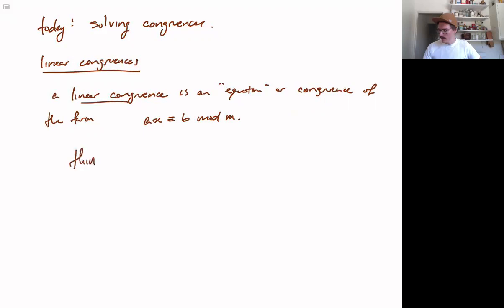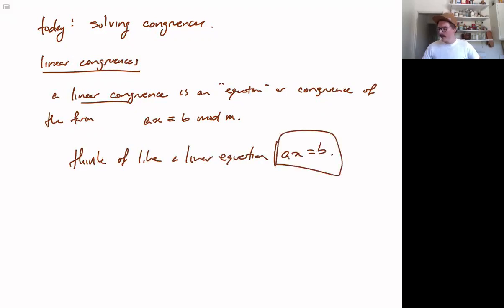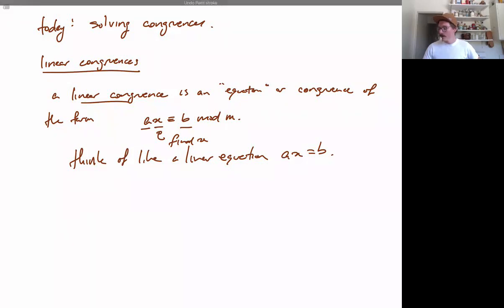And we can essentially think of it like a linear equation, ax equals b, just because this should be a little bit more familiar, but you can see that it has essentially the same form. Some constant times some variable is congruent to some other constant, and we want to, as always, find the value of this variable, or find a solution. One difference between these two cases is that a linear equation will have one solution, or possibly zero. But a congruence can have many solutions.